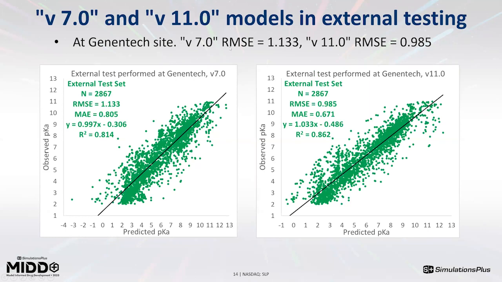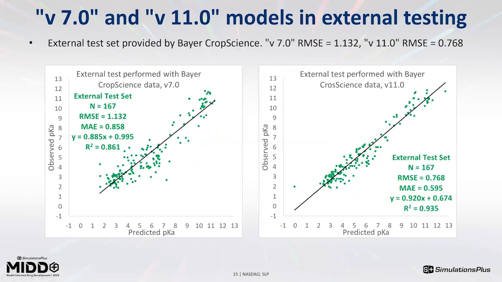Genentech, also around 3,000 compounds. Improvement was not as dramatic, 0.2 log units, because even though there is a cloud of points that hugs the identity line, right? There's still a lot of points that are stubborn outliers. I'll talk about it in a moment. And Bayer Crop Science, a very nice improvement. This was an external test set of 167 compounds, improved from 1.1 to 0.76.